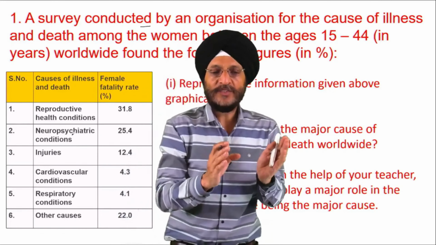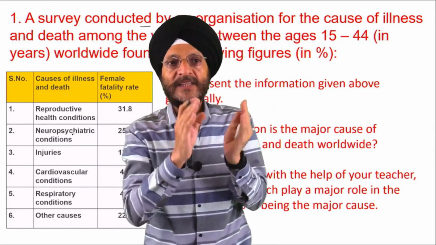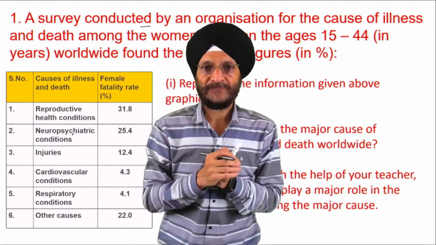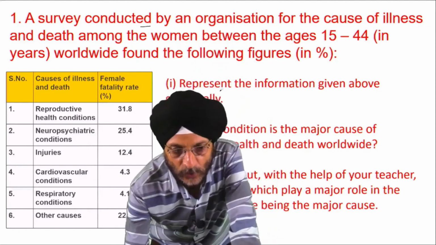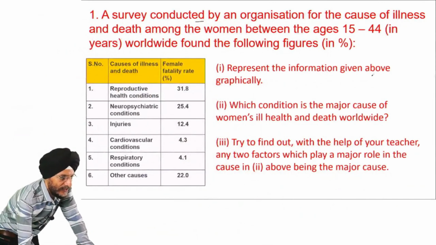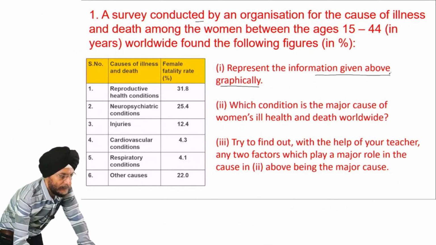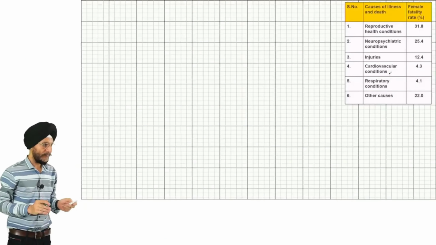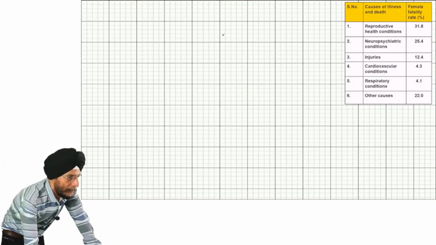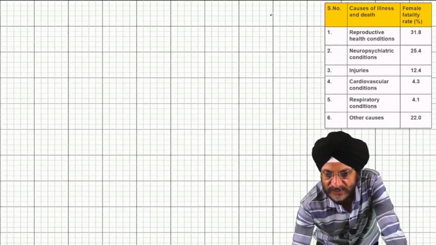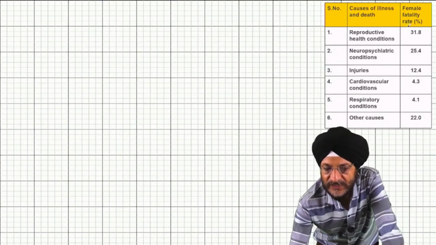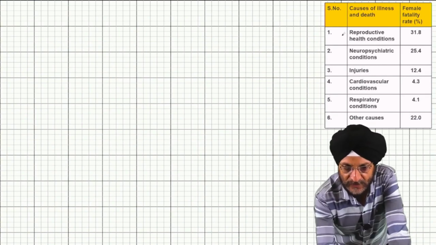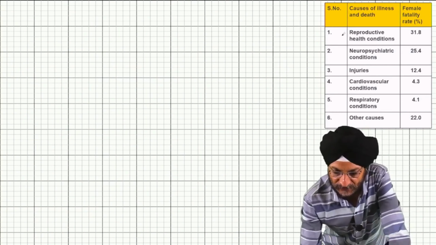That is the causes of illness and death among the women, and the respective fertility rate are given against each. Now we are to represent the information given above graphically. It means that by way of a graph, we are to represent all this information. Now, this is the graph, this is the chart, and these are the figures which have been taken from the question. So now we will prepare the information in the form of a graph.